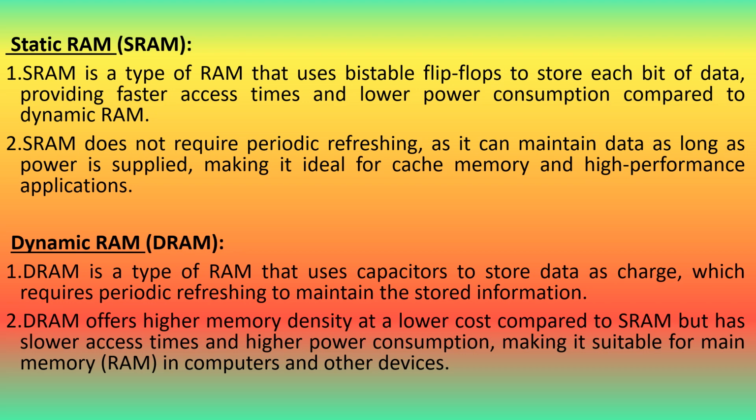Dynamic RAM, DRAM. DRAM is a type of RAM that uses capacitors to store data as charge, which requires periodic refreshing to maintain the stored information. DRAM offers higher memory density at a lower cost compared to SRAM but has slower access times and higher power consumption, making it suitable for main memory, RAM, in computers and other devices.